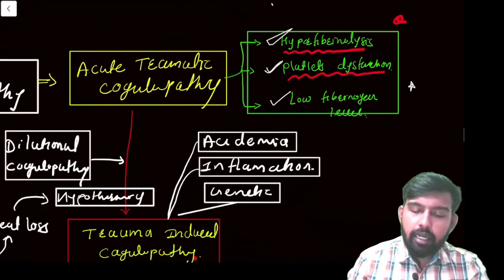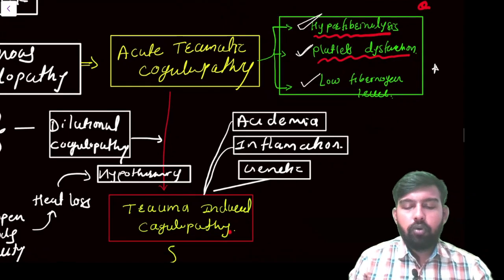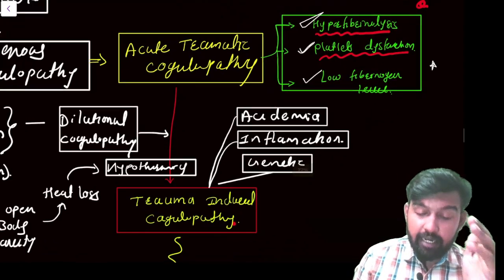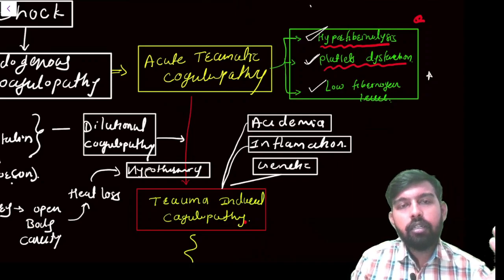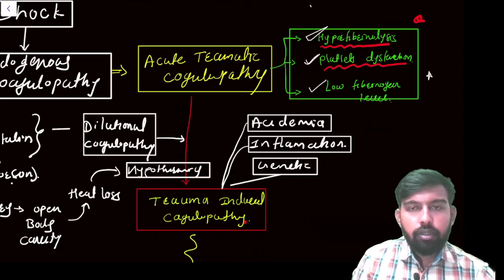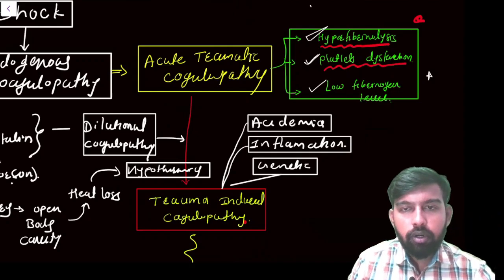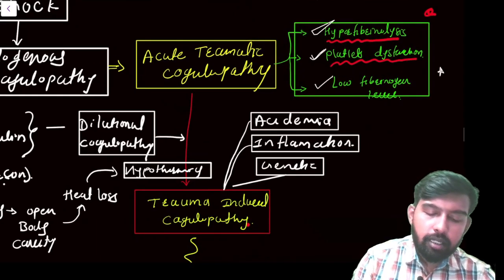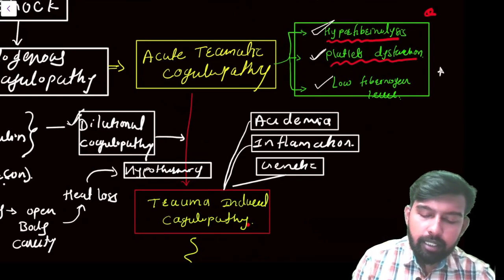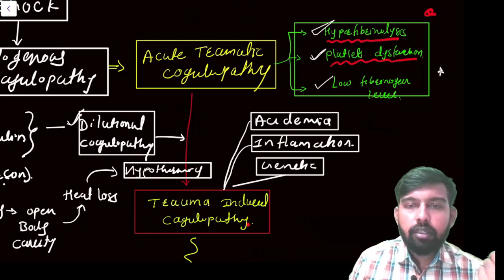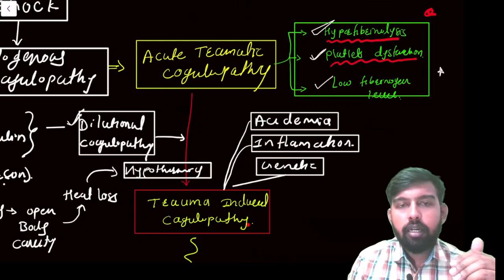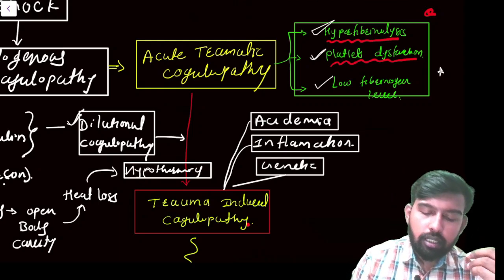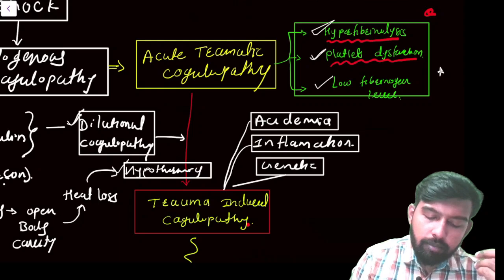Because of the acute traumatic coagulopathy, and simultaneously we started the resuscitation because of the shock, because of the volume overload also, there is a formation of dilution coagulopathy, and we are giving fluid to the patient which is at room temperature or below, which causes an increase in hypothermia.